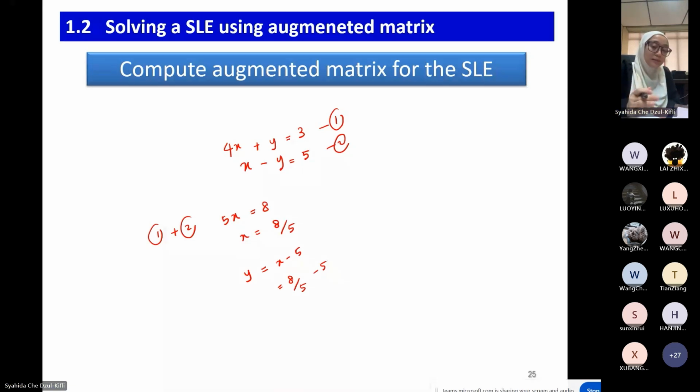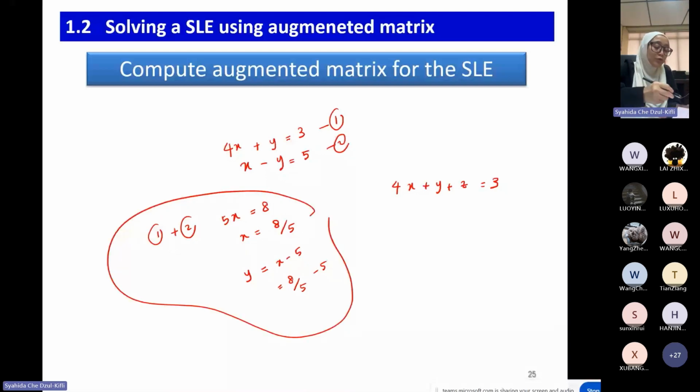May I know, did you already learn this at school level? Anyone? Yes. Okay, thank you. And there are many other methods, right? However, if we are given more complicated systems, let's say three variables, we are able to do that by the same method, but it's going to be complicated.